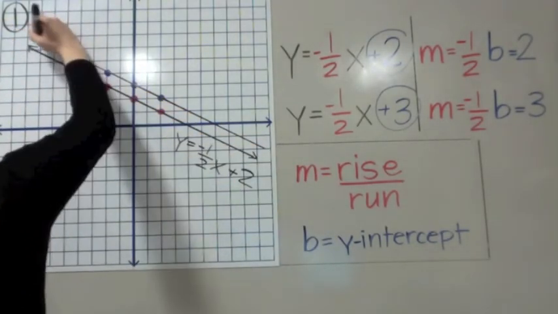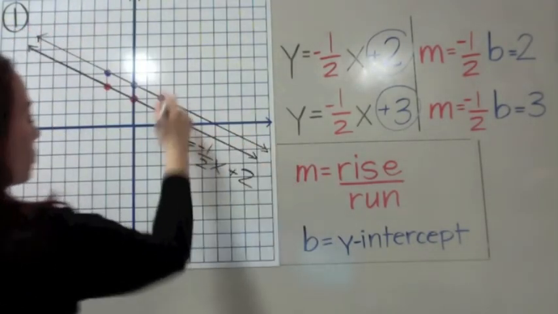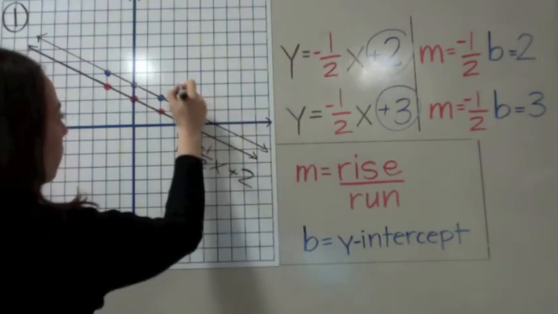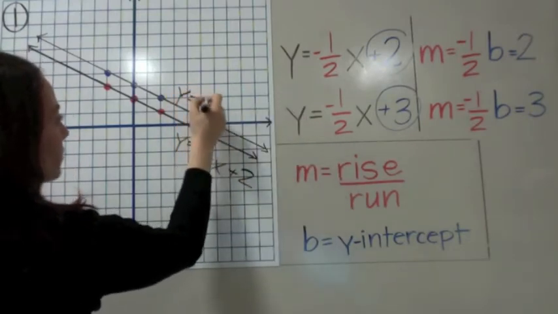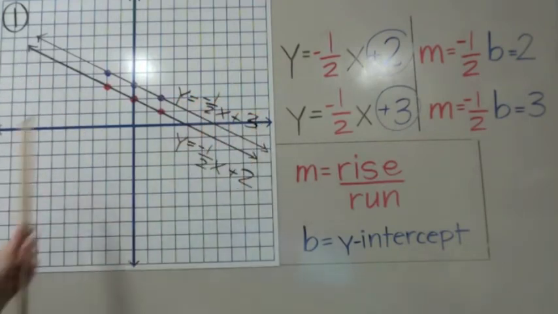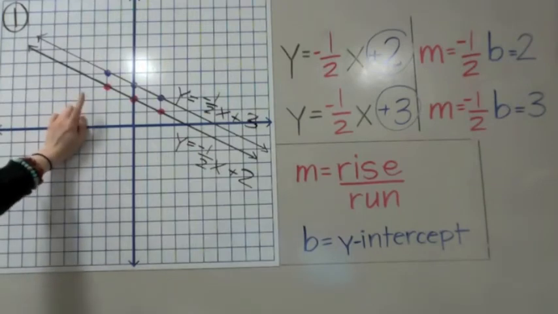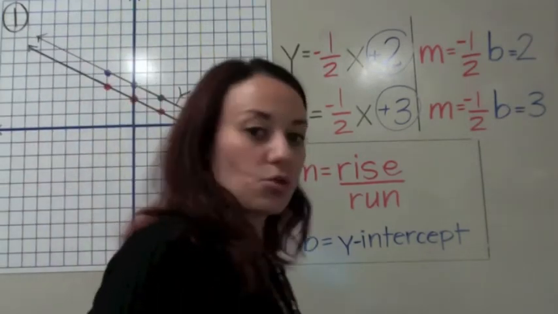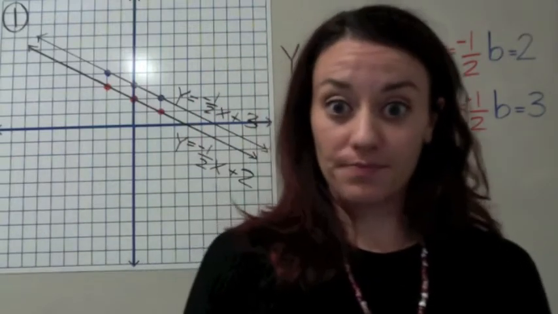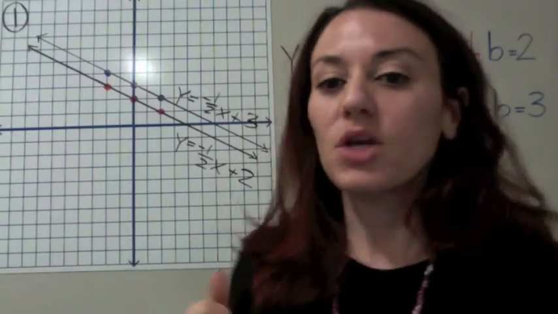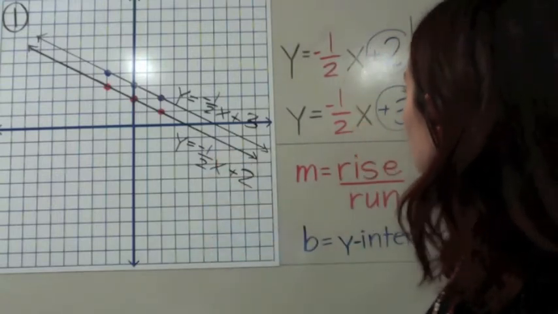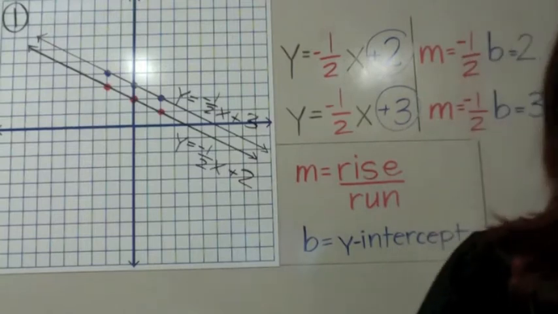Perfect. All right. So the equation for the top line, or this line right here, is y equals negative 1/2 x plus 3. What can you tell me about these lines? These lines are what? Starts with a P. They're parallel, right? Like train tracks. So two lines are parallel when they have the same slope but different y-intercepts.